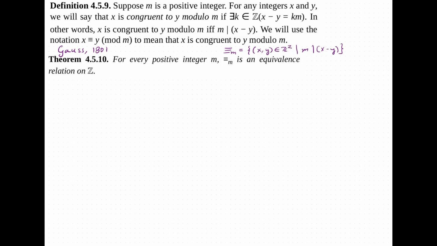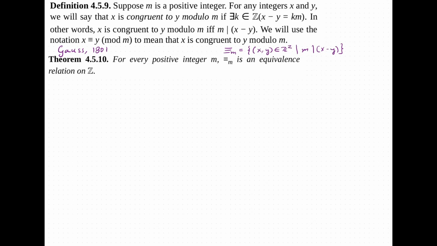For every positive integer m, congruence modulo m is an equivalence relation on the integers. And so now this symbol here, I'm going to be referring to it as congruence modulo m, is the set theoretic definition of the relation. And so here we have, it's the set of ordered pairs x comma y in the Cartesian product of the integers with itself, such that m divides x minus y.